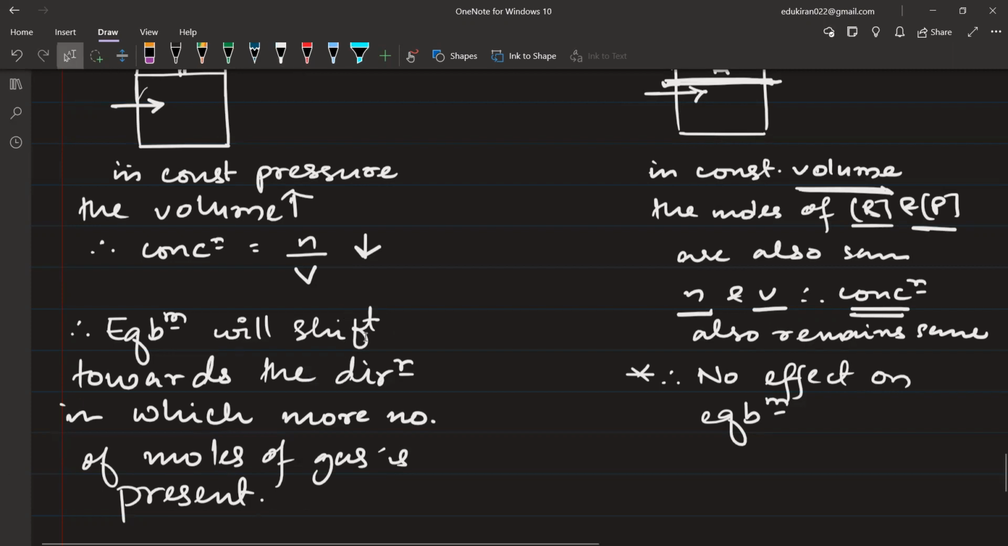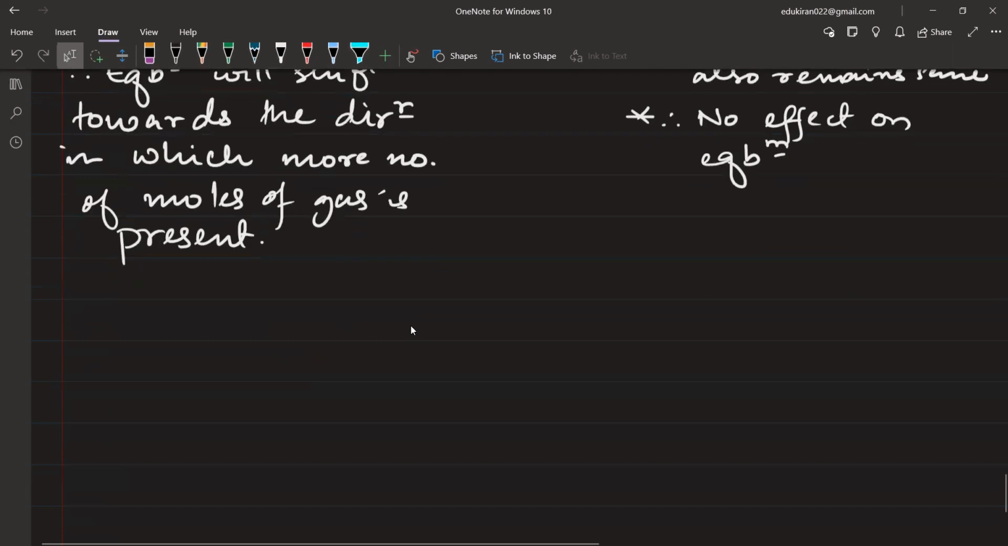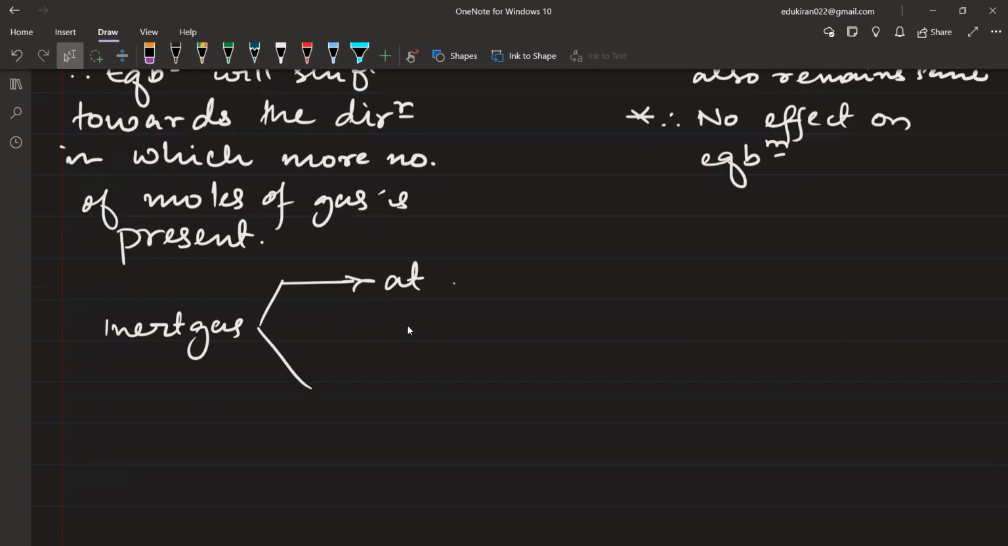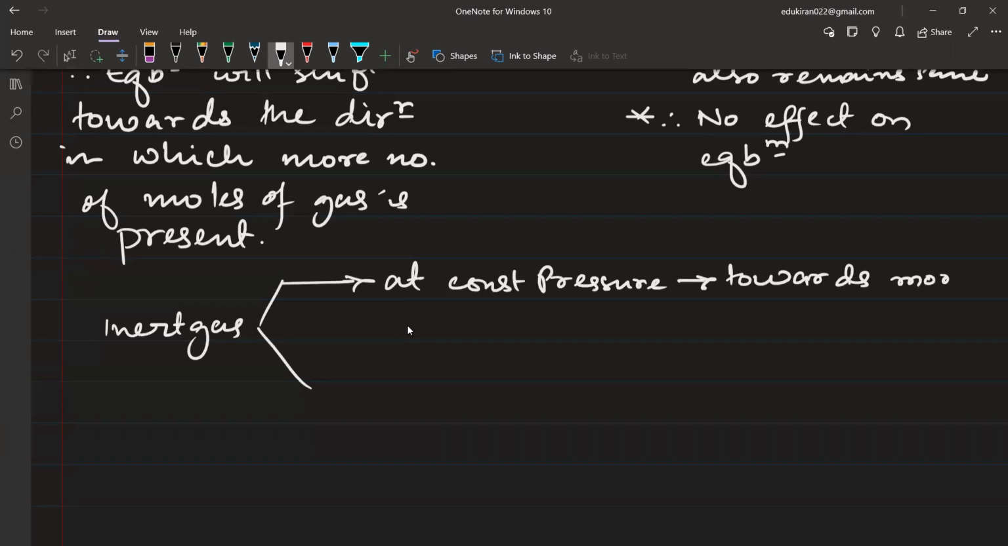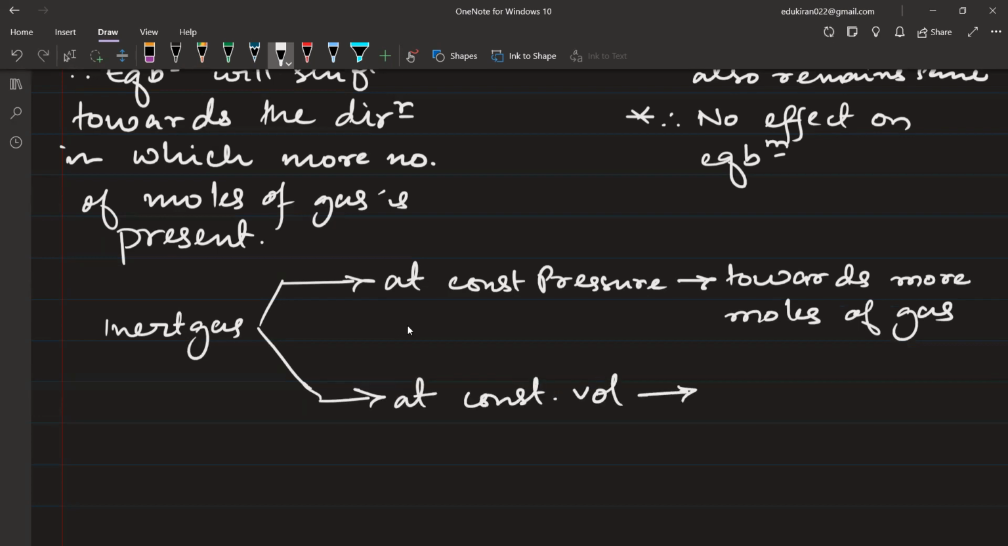ठीक है, इन शॉर्ट इनर्ट गैस में क्या हो रहा है, at constant pressure it will shift towards more moles of gas, and at constant volume there will be no effect.